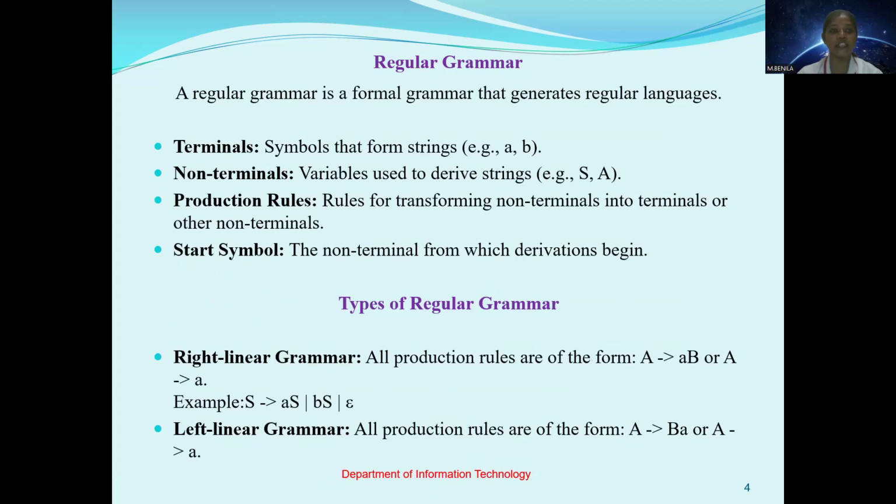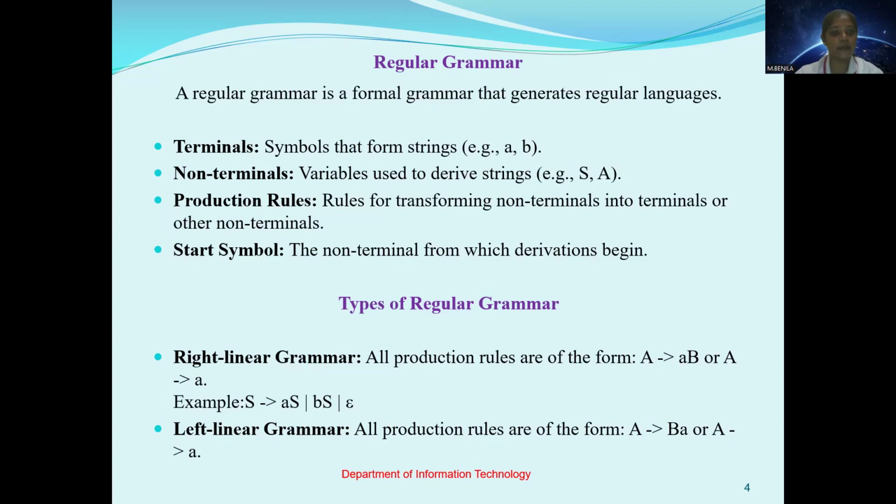So next one is the regular grammar. A regular grammar is a formal grammar that generates regular languages. It consists of terminals, non-terminals, production rules, and a start symbol. Terminals mean symbols that form strings, for example, small letters a, b. Non-terminal means a variable used to derive strings, for example, capital A, S. Next one is the production rules: rules for transforming non-terminals into terminals or other non-terminals. Start symbol is the non-terminal from which derivations begin.